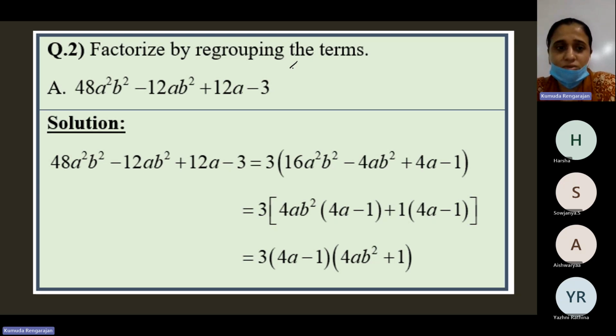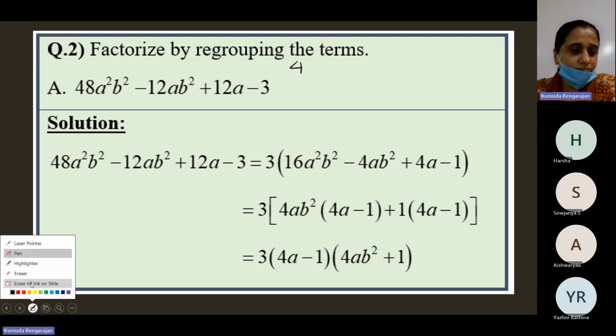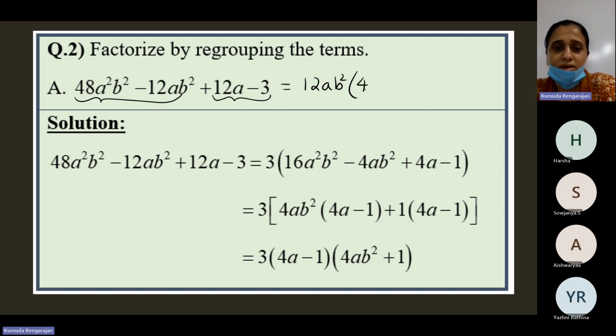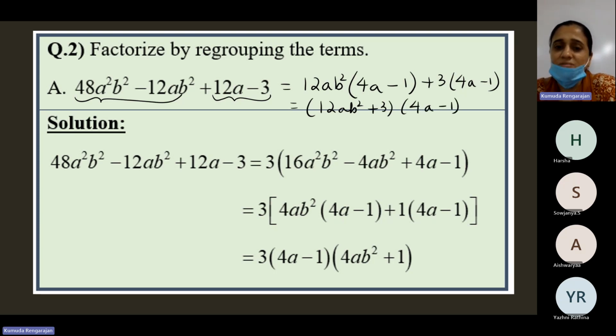Okay, see here. I'll just do that here. Supposing you straight away group the first 2 terms and the last 2 terms, it'll be 12ab squared in the bracket 4a minus 1, plus 3 into 4a minus 1. So it is 12ab squared plus 3 into 4a minus 1. I've purposely written 12ab squared plus 3 because there is 3 common, no? So I've purposely written that first.